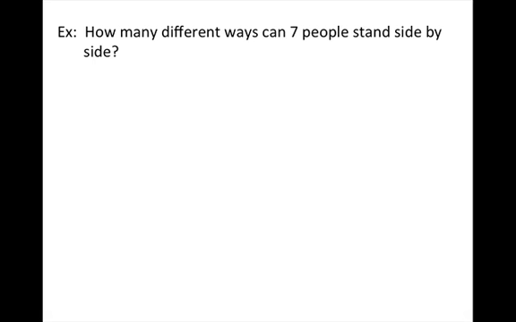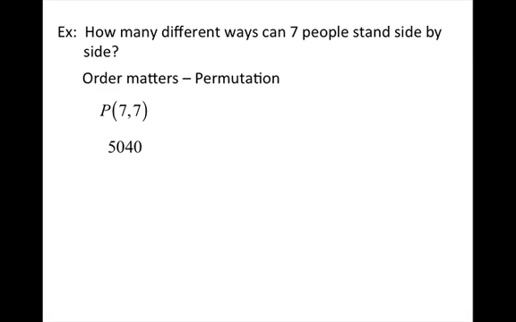Next, how many different ways can 7 people stand side by side? In this example, order matters, so it's a permutation. It's basically a lineup. If I put person 1 first and person 2 second, that would give me one lineup. If I switch those two, that's a completely different lineup. It's a different way to arrange the people. So I can work this with a permutation of 7 people, and I'm choosing all 7. If you type this into your calculator, you get 5,040.